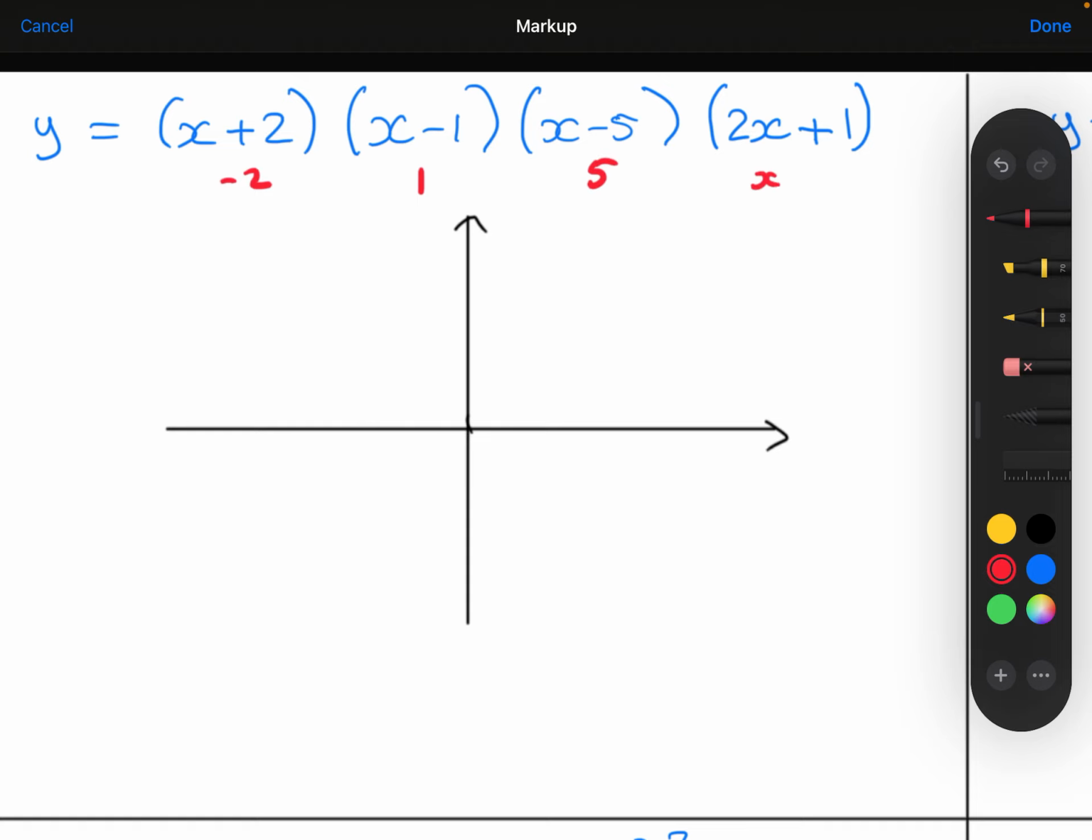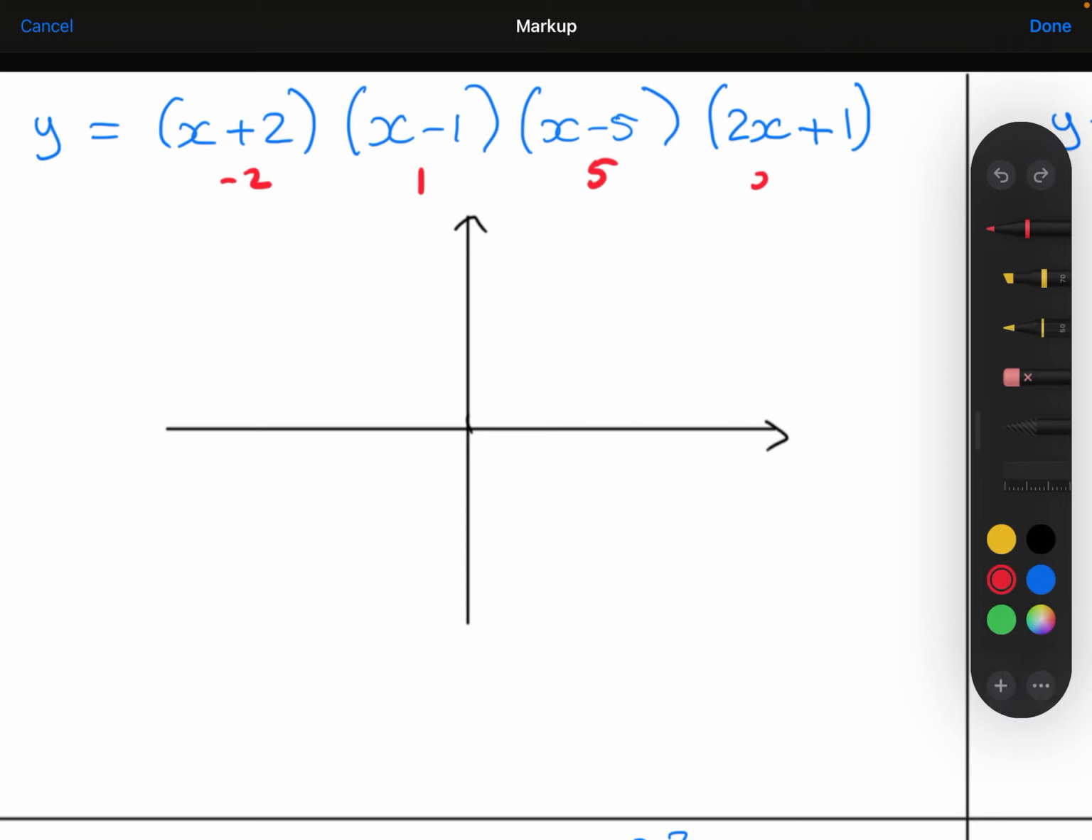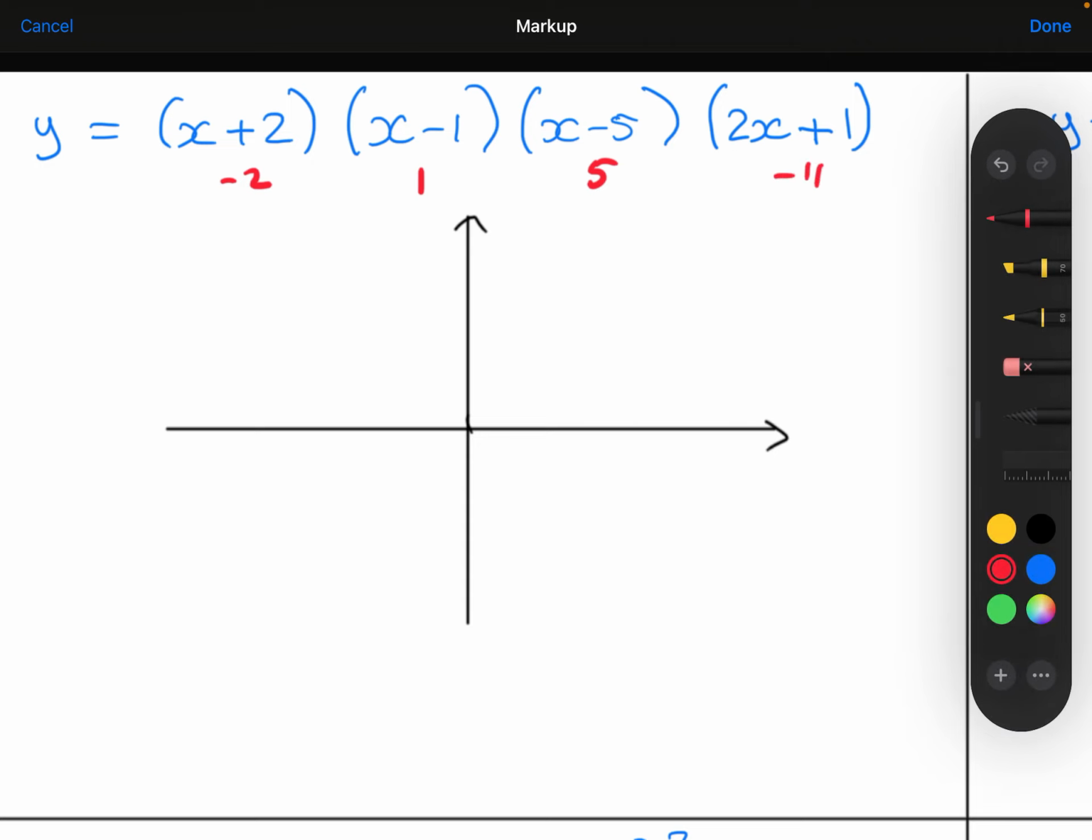And this is telling me that minus 1/2 is a root. So minus 2 is roughly there. Minus 1/2 is roughly there. 1 is roughly there. And 5 will be over here. So those are all the roots.